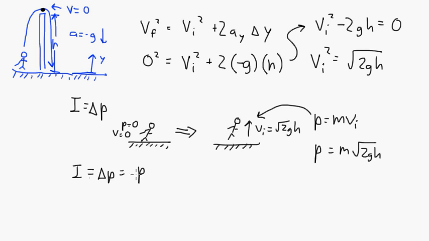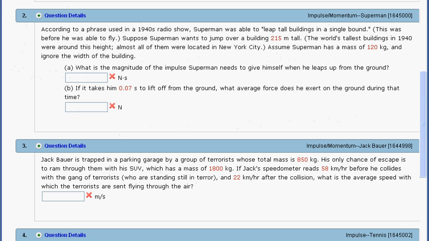It doesn't matter. This is his final velocity. P is this p here, and then we subtract his initial momentum. I'm sorry, his final momentum is this p here, and we subtract his initial momentum, which is 0. So the impulse he needs is just the momentum he's going to start with, which is m times the square root of 2gh.